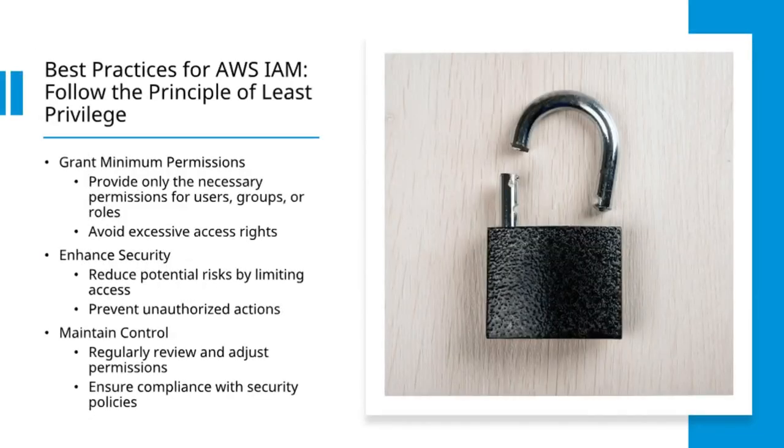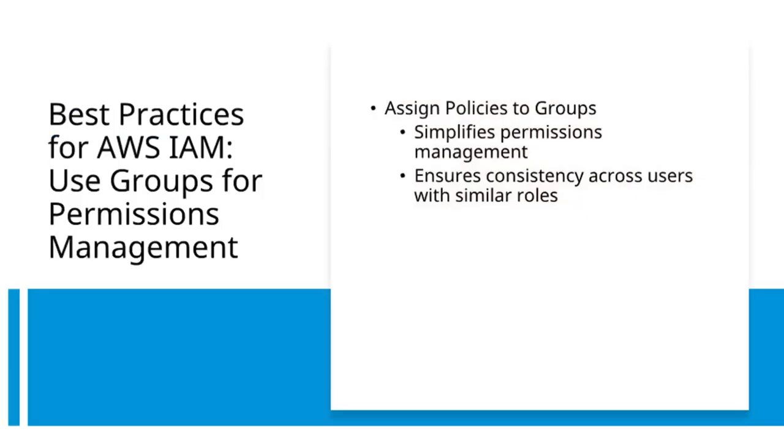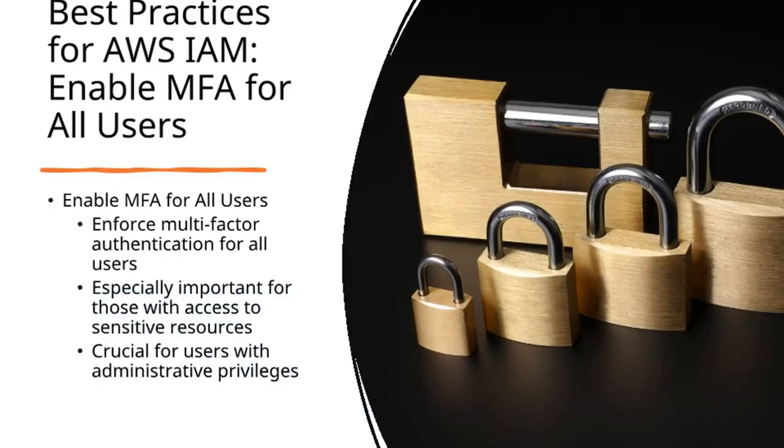Always follow the principle of least privilege by granting only the minimum permissions needed for users, groups, or roles. This enhances security by reducing risks and preventing unauthorized actions. Regularly review and adjust permissions to maintain control and ensure compliance with security policies. Assign policies to groups instead of individual users to simplify permissions management and ensure consistency across similar roles. Enforce multi-factor authentication for all users, especially those with access to sensitive resources or administrative privileges.